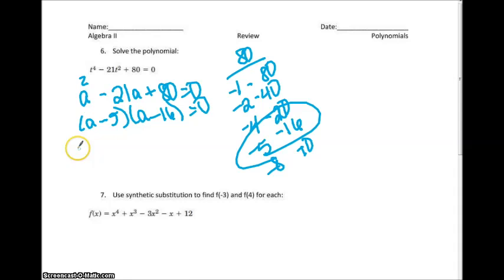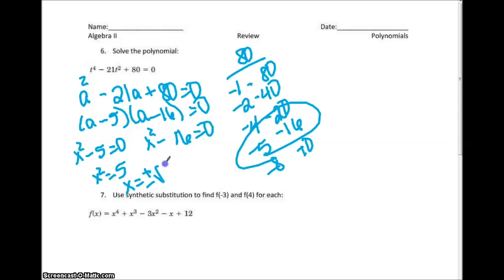So this is actually x squared minus 5 equals 0, and x squared minus 16 equals 0. X squared is equal to 5, so x is equal to plus or minus the square root of 5. X squared is equal to 16, so x is equal to plus or minus 4. The 4 does not get a square root because it is the square root of 16.